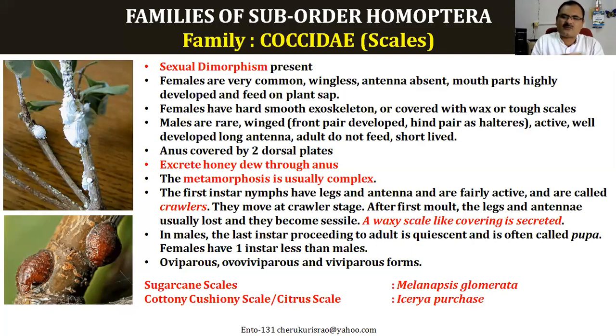The first instar, the smaller babies and nymphs of the scale insects, look like very, very small ants. They come out of the egg and crawl, and they have wonderful, highly developed legs. They just keep on crawling all over the place and look for good food material, a good place where they can sit in. This first instar nymph is called the crawler.